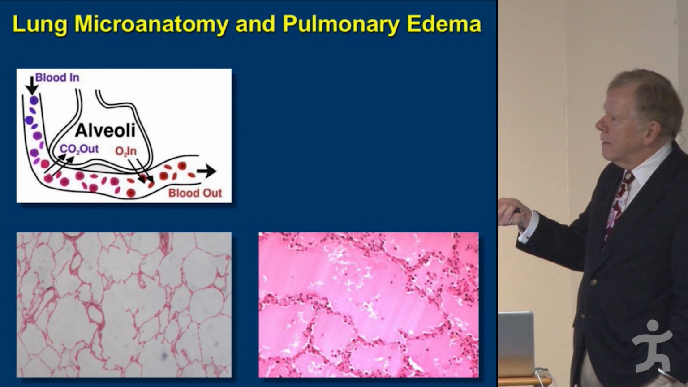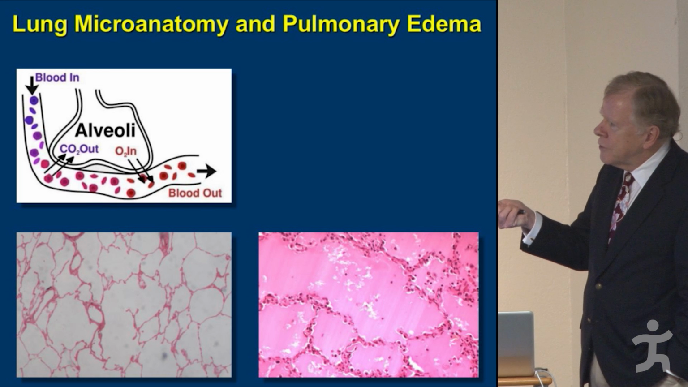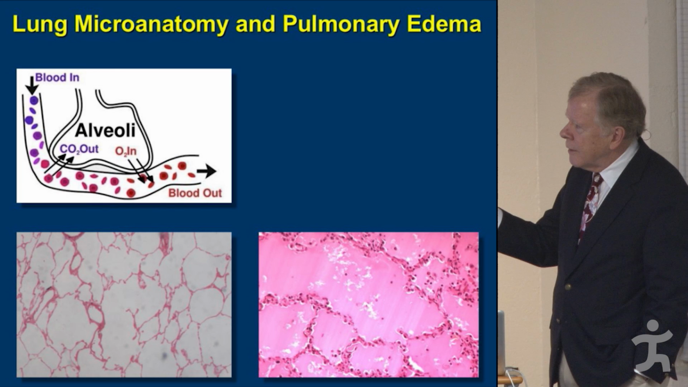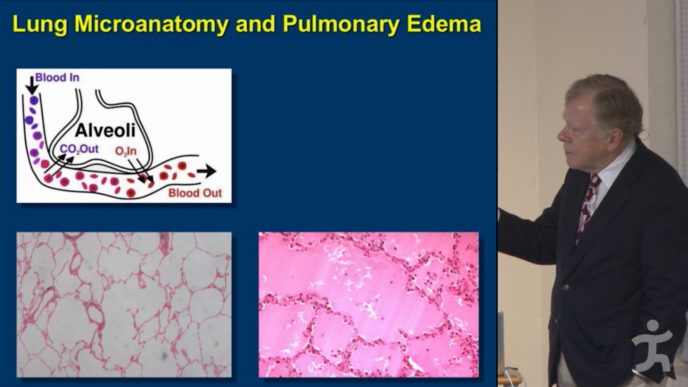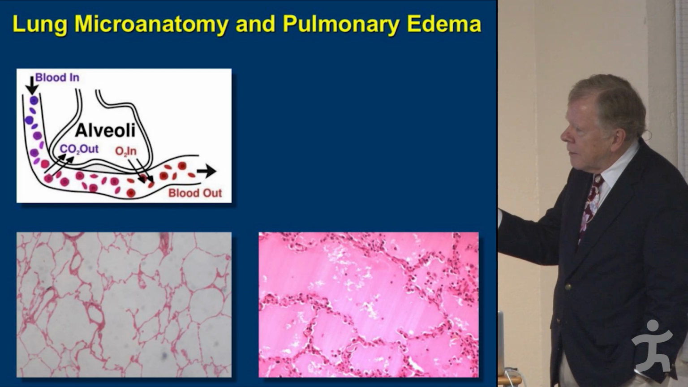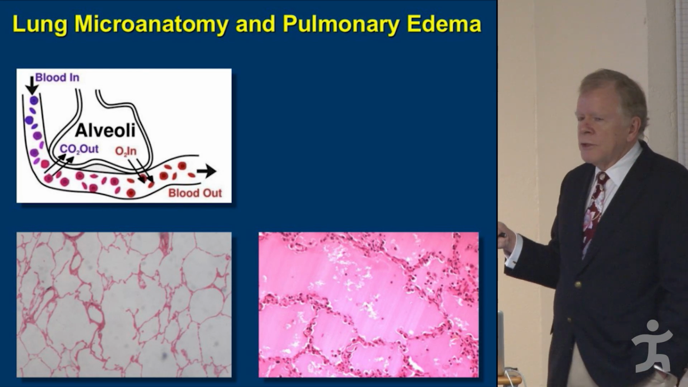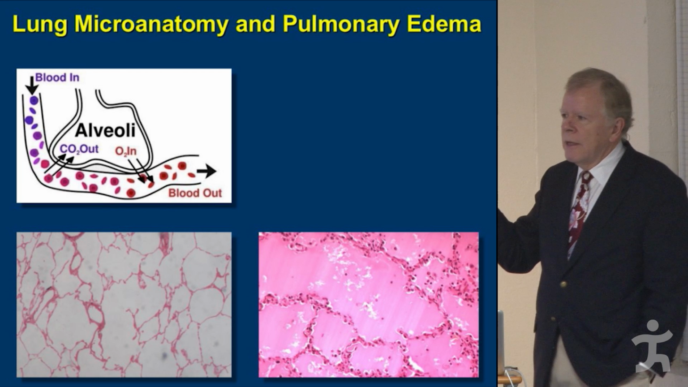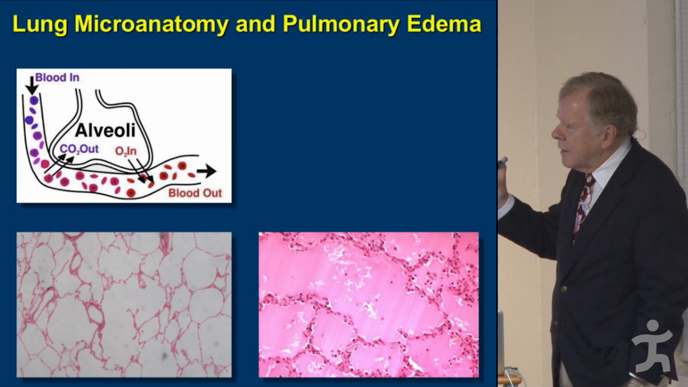So this cartoon in the upper left shows the small blood vessel, capillary, that goes past the alveolus, and the purpose of this whole construction here is for carbon dioxide to get out of the blood into the alveolus, and oxygen to go from the alveolus into the blood. Now, what that means is, functionally, this membrane, this space between the blood and the lung and the alveolus has to be very, very thin, because gas has to diffuse in and out.